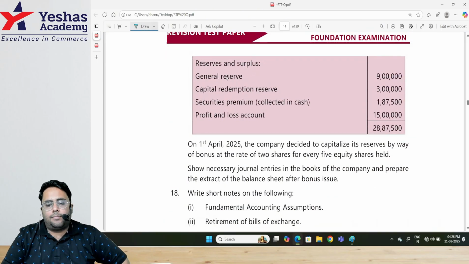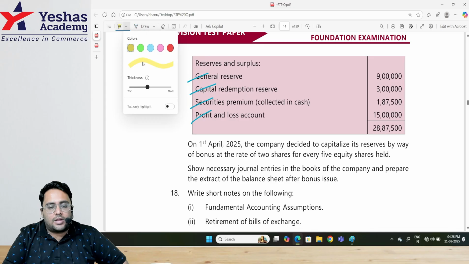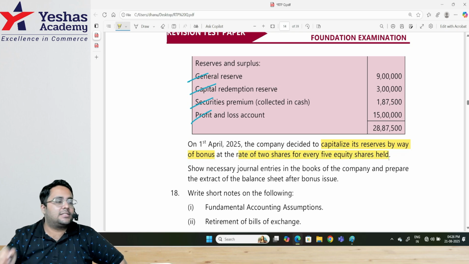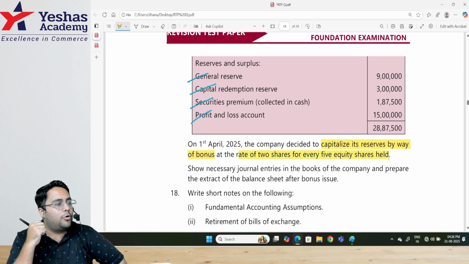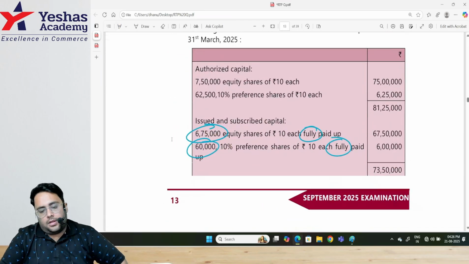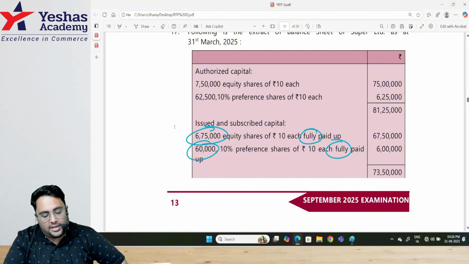You have reserves and surplus: general reserve, CRR, securities premium collected in cash, profit and loss account. On 1st April, the company decided to capitalize its reserves by way of bonus at a rate of 2 shares for every 5 shares held. Can you tell me number of bonus shares first of all? How many shares are there? 6,75,000. 6,75,000 into 2 by 5. How much?